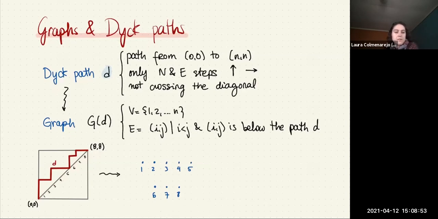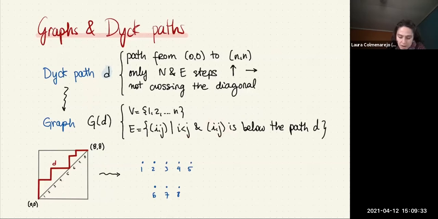And from them, I'm going to read a graph. The way that I'm going to read a graph is that the set of vertices are going to be 1 up to n. So I can split the diagonal into n pieces, and each of them I'm going to label 1 up to n. In this case, I have 1 up to 8. And then I'm going to construct the set of edges by setting that ij is an edge in my graph if i is smaller than j, and this box is below the path.